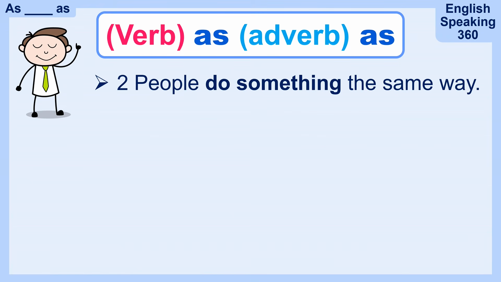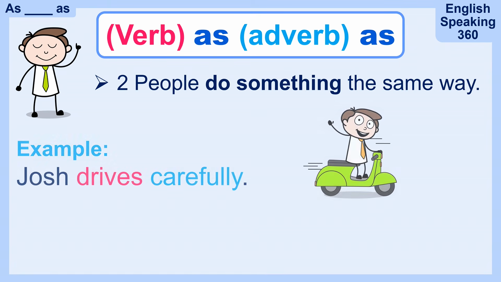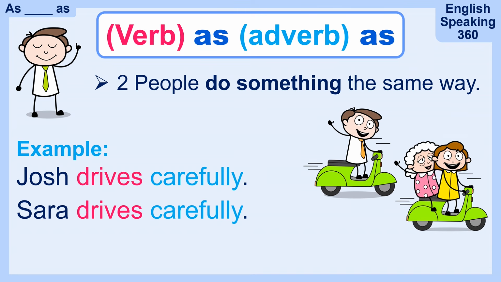Now, if you remember, as, adjective as, we were comparing two people or two things. But with this structure, we are comparing how people do something. So we are comparing how an action is done. Here's an example. Josh drives carefully. You see here. How does Josh drive? He drives carefully. That's how he does it. And Sarah drives carefully too. They are driving equally carefully. So they are driving the same way.